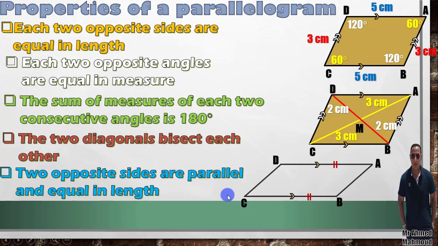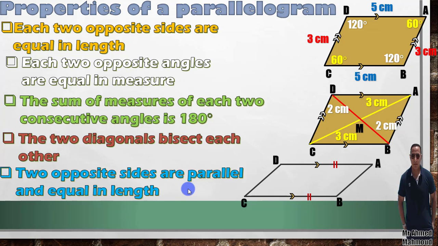Now if he asks me to prove that the shape is a parallelogram, I'm going to prove one of the 5 properties. I need to prove that the opposite sides are parallel, or the opposite sides are equal, or the opposite angles are equal, or the consecutive angles' sum is 180, or the diagonals bisect each other, or two opposite sides are equal and parallel. So we use this property also to prove that the shape is a parallelogram.